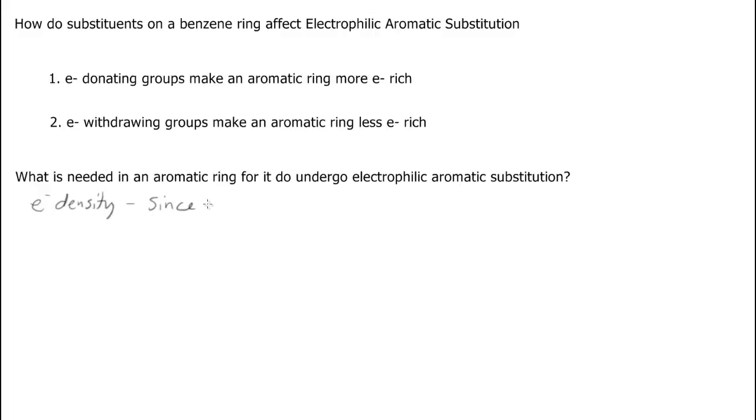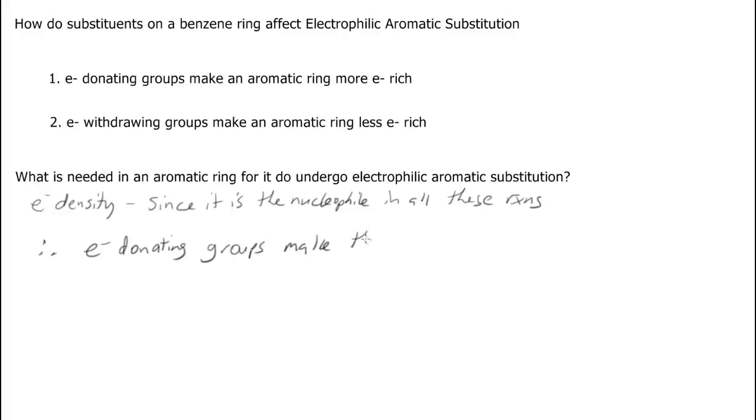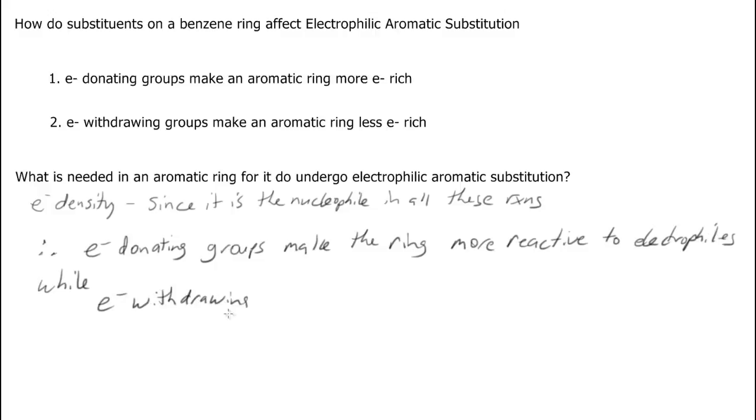The answer is that what is needed is electron density in the aromatic ring, since the aromatic ring is going to be the nucleophile in all of these reactions, reacting with an electrophile. So therefore, electron-donating groups, things that push electrons towards the ring, make the ring more reactive because there's more electron density in the ring to react with an electrophile. While electron-withdrawing groups, things that pull electrons away from the ring, will make the ring less reactive as there's less electron density available.